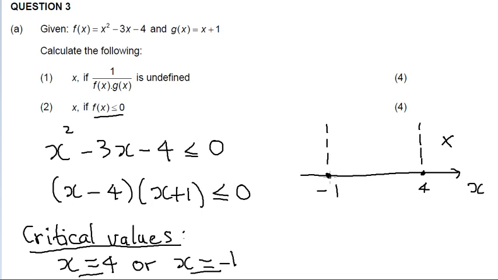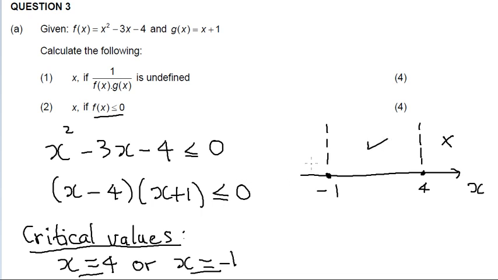We now can take a number between negative 1 and 4. We can choose 0. If I plug in 0 in the first bracket, that's going to give me negative 4. If I plug in 0 in the second bracket, that's going to give me positive 1. A negative times a positive will give me a negative answer. That's what I'm looking for.